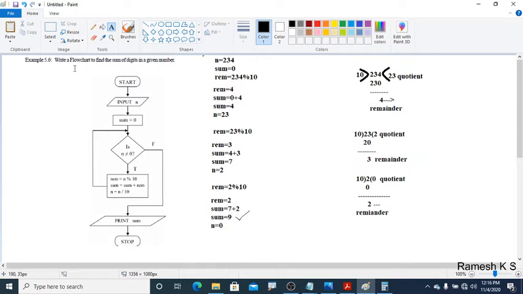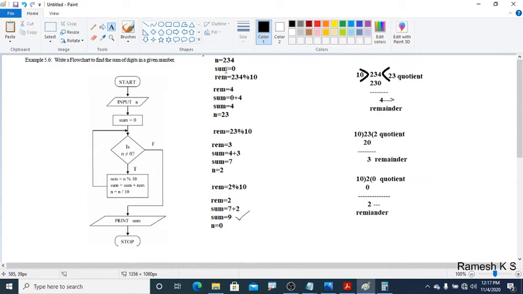In this session, a continuation of the flowchart topic, we will discuss an example problem: write a flowchart to find the sum of digits of a given number. Let us consider a given number 234. I will name it n, so n contains the value 234. Input n means 234 is entered. One example I am taking.